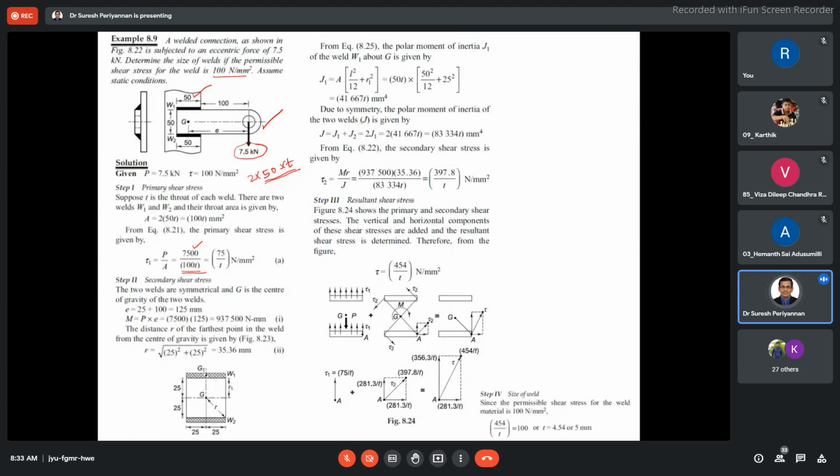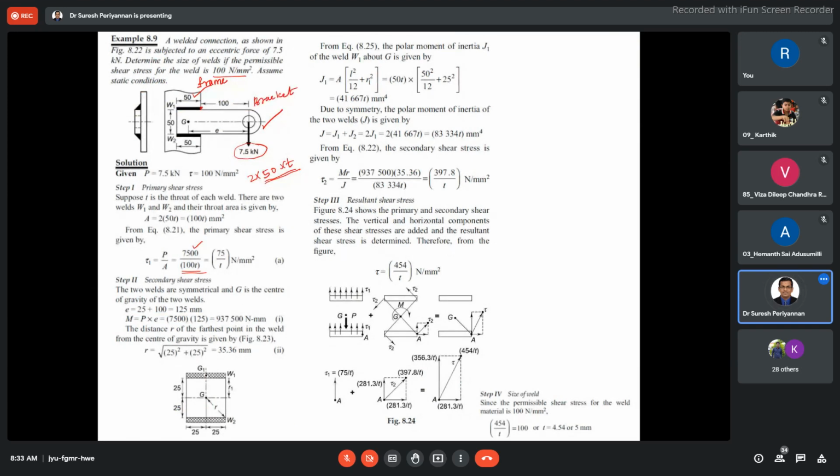Now, coming to secondary shear, we have to find our E. What is the eccentric distance? It is the eccentric distance from the frame. You may consider this as the frame, and this is the bracket.